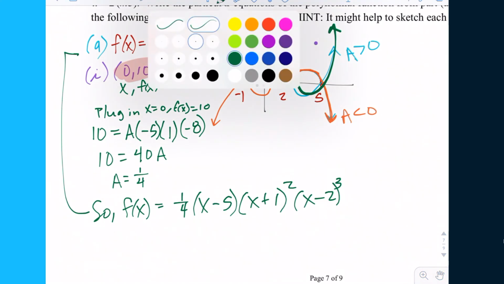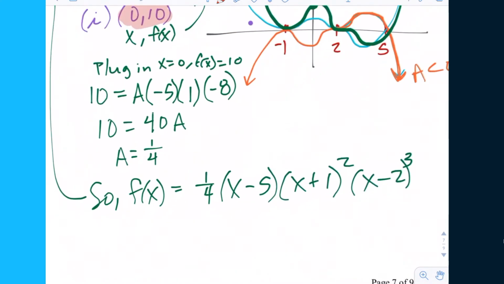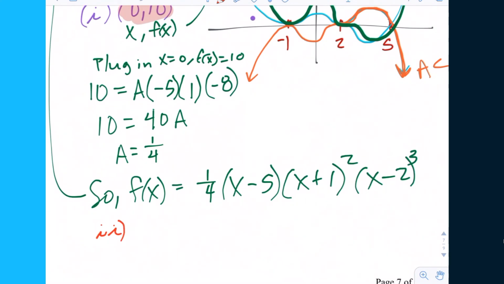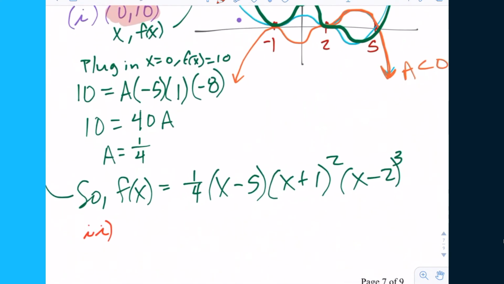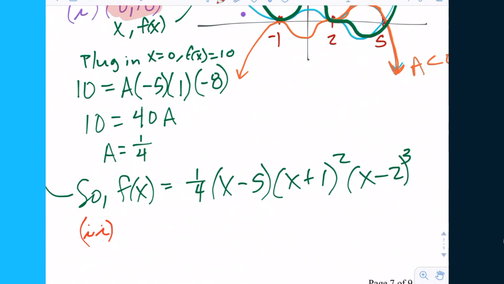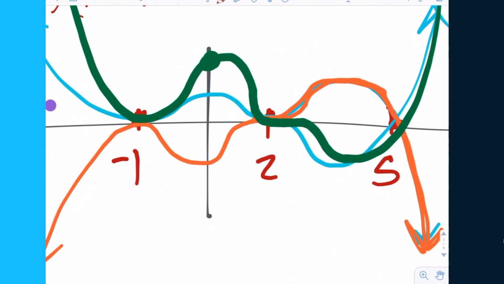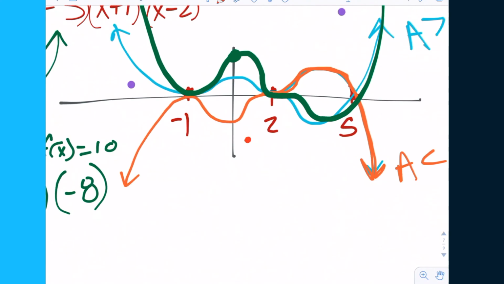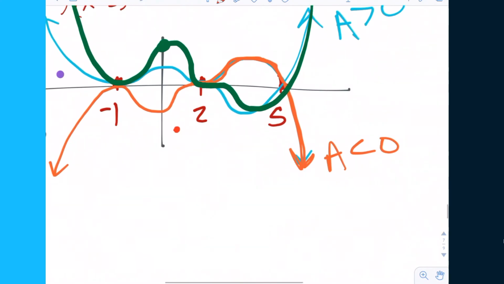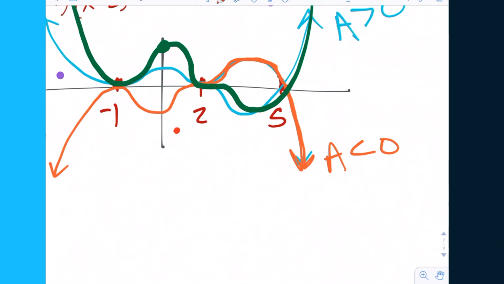Part II, let's do that one in red. It says now we want to make it pass through the point 1, negative 4. So let's go up to the graph and see where 1, negative 4 would be. 1 would be somewhere right here in the middle between 0 and 2. Negative 4 would be somewhere, I'm just going to say it's down there. So now that's going to be a modification of the orange graph, right? Which means I know A has to be negative.